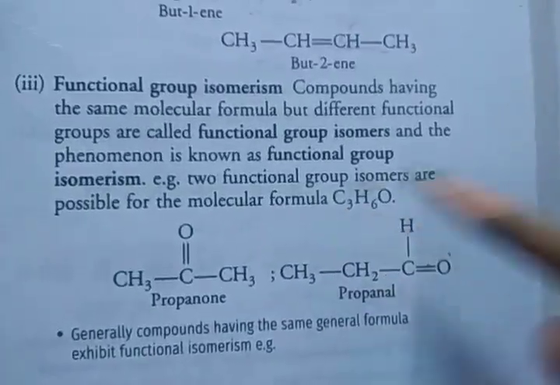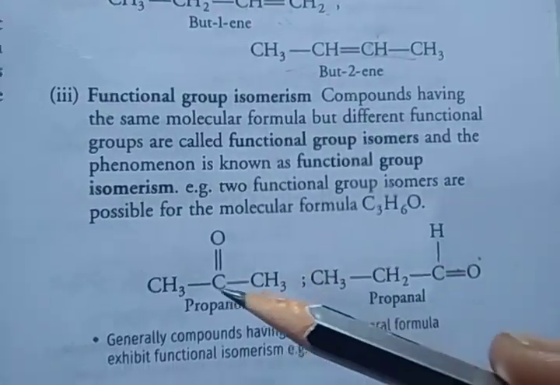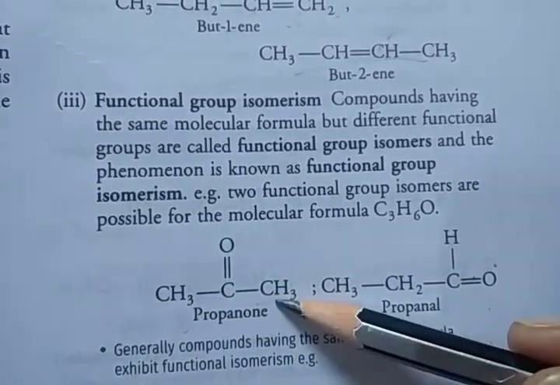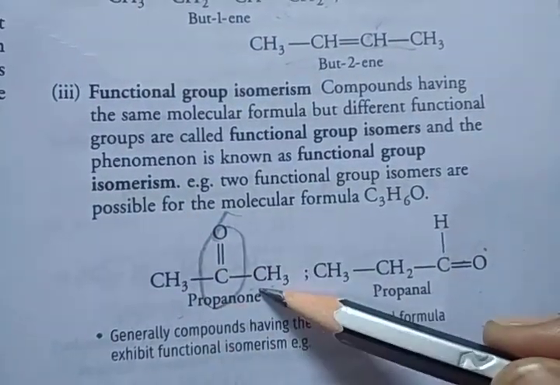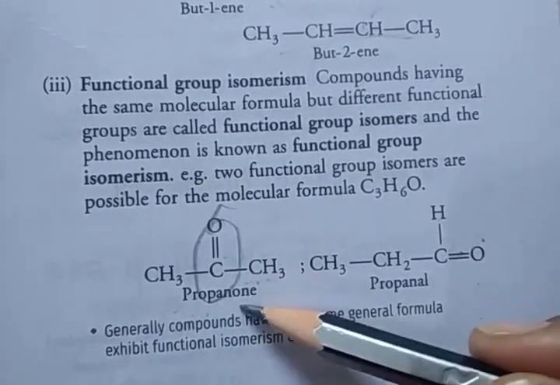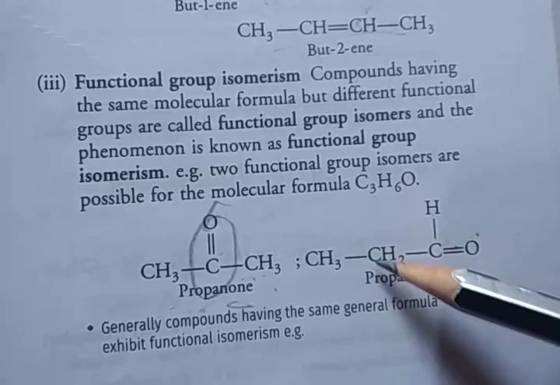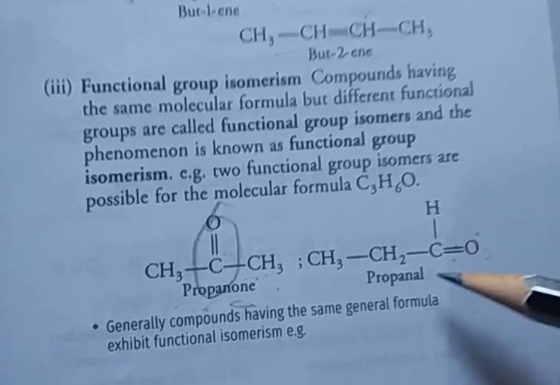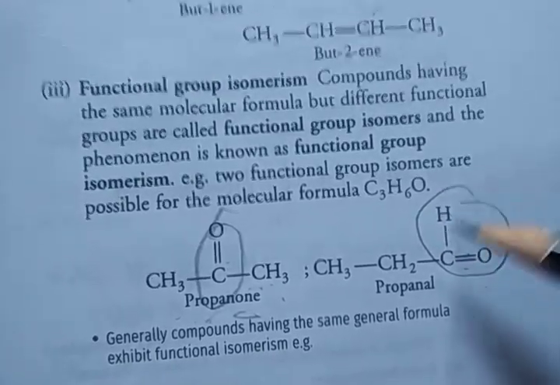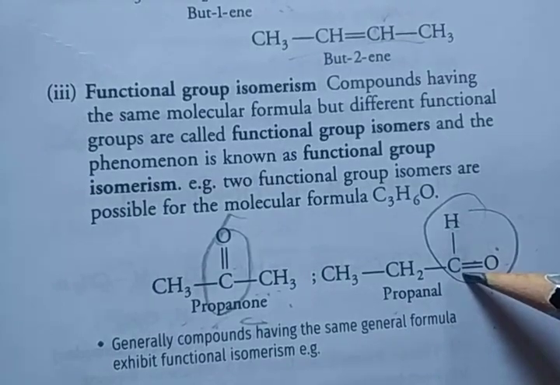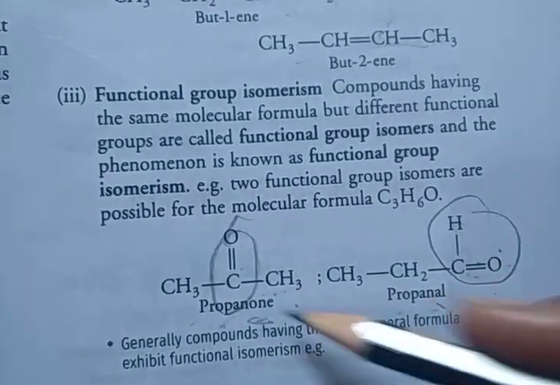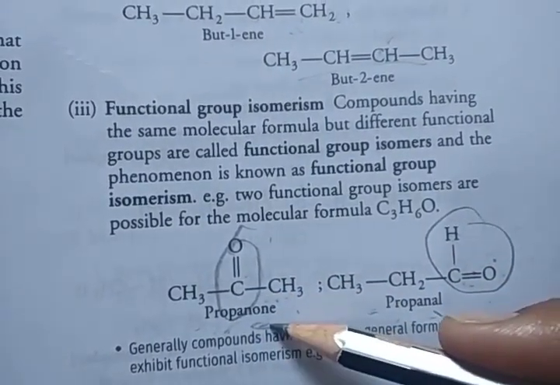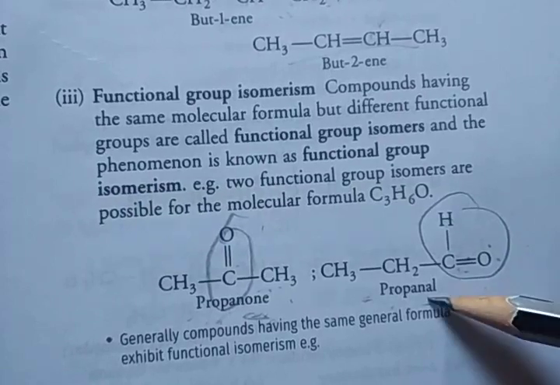Then third, functional group isomerism. That means compounds having the same molecular formula but different functional groups. Like here you see CH3COCH3: a carbonyl group, three carbons, propane, and a ketonic group with suffix -one, so propanone. Then CH3CH2CHO: three carbons, hydrogen same, oxygen same, but the functional group is CHO, aldehyde, with suffix -al, propanal. So both have the same molecular formula but different functional groups.